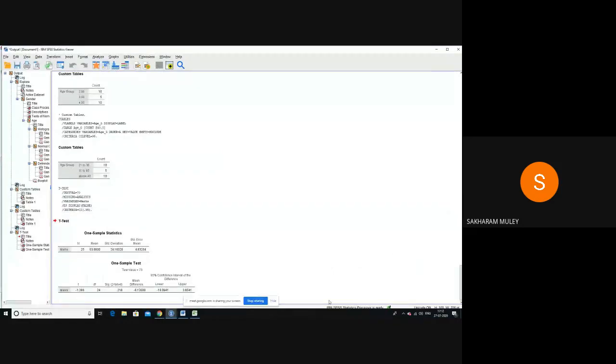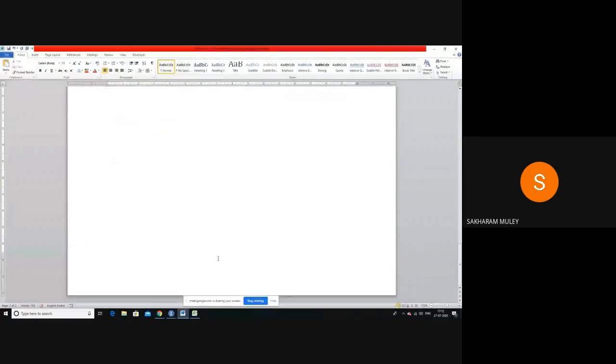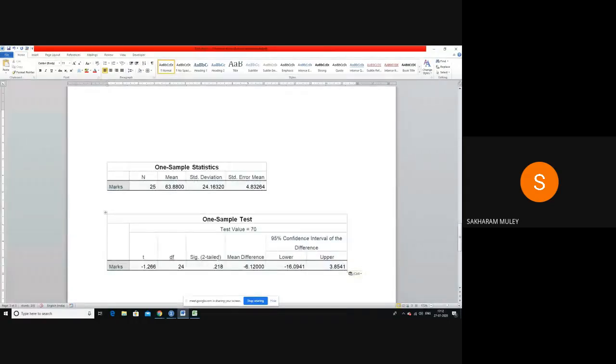And what are the results? Marks obtained by this particular group in the one sample t-test, I will copy and take it to the Word document so that you will understand. I think it is more visible. The average marks obtained by this group is 63.88.